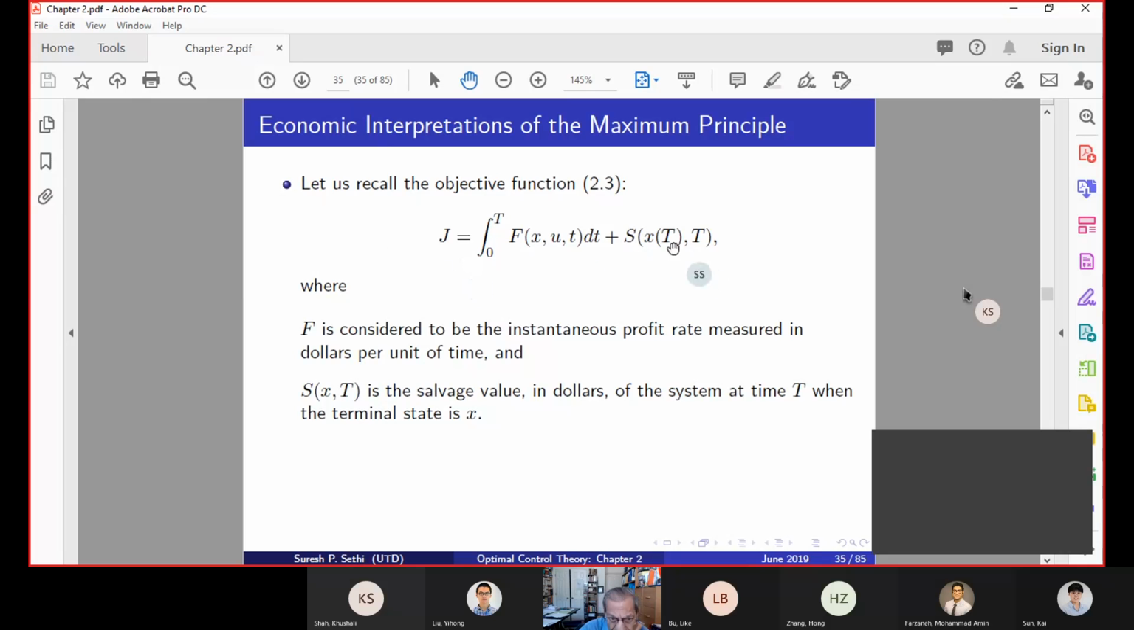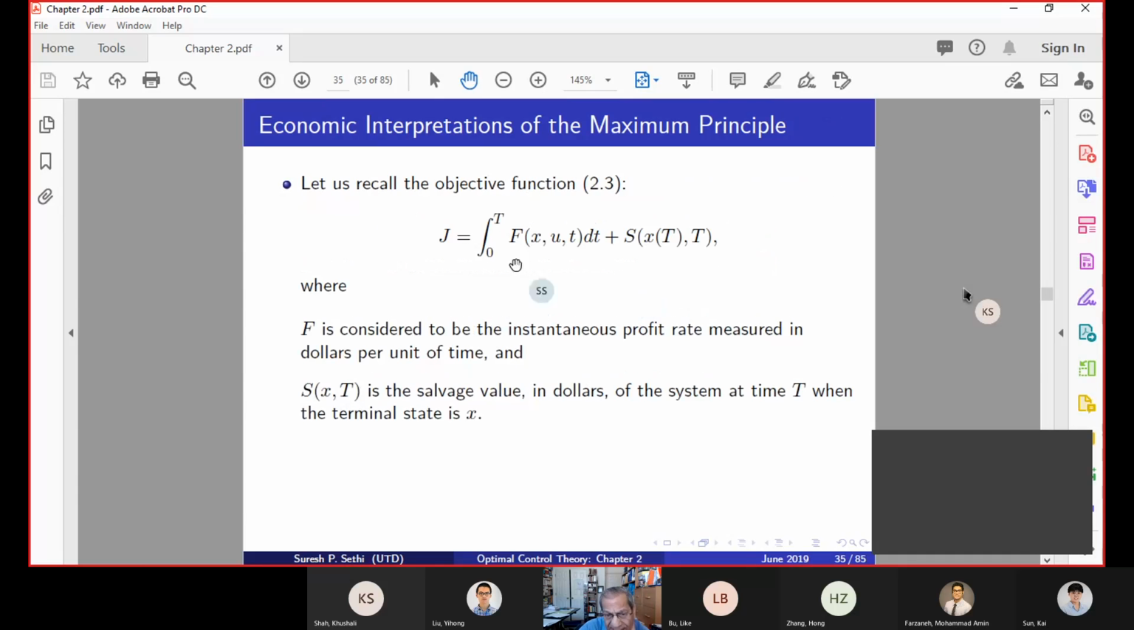Okay, so here's our objective function. We can think of F as the instantaneous profit measured in dollars per unit time, and S is the salvage value in dollars at time t when the terminal state is X. So this is when the terminal state is X, and whatever x t would be, we will have the salvage value for that x t.